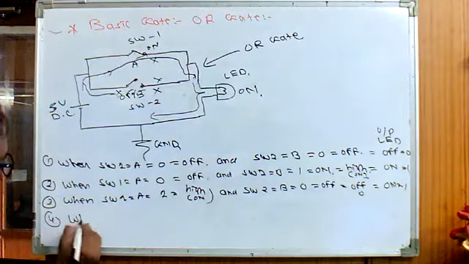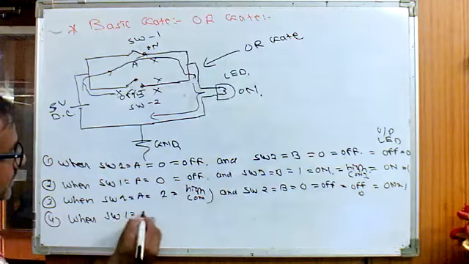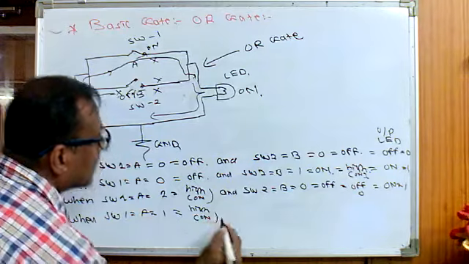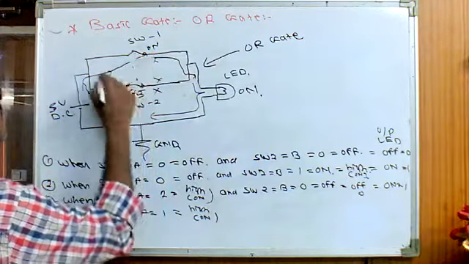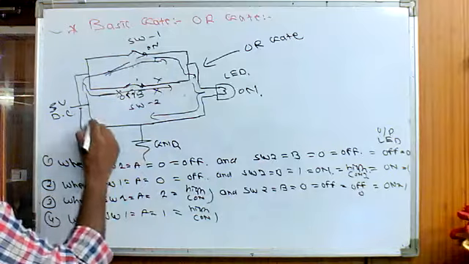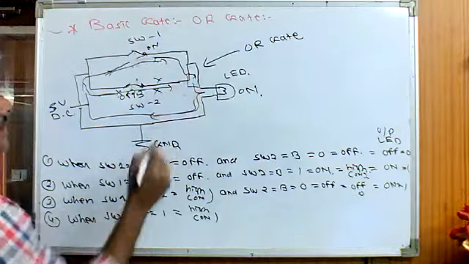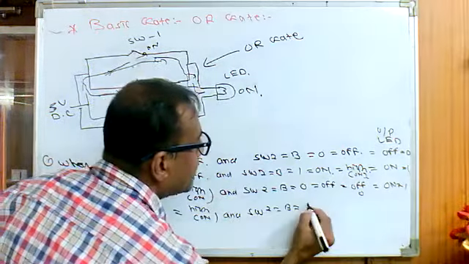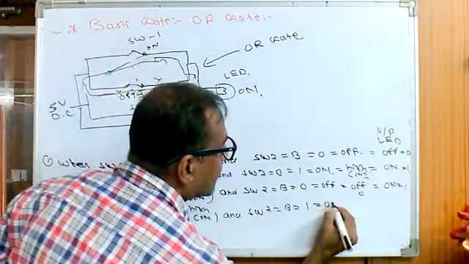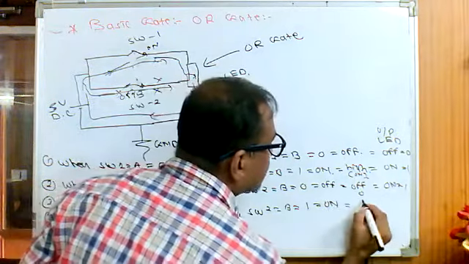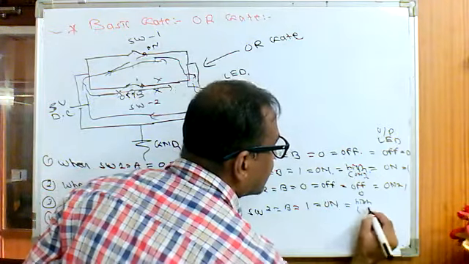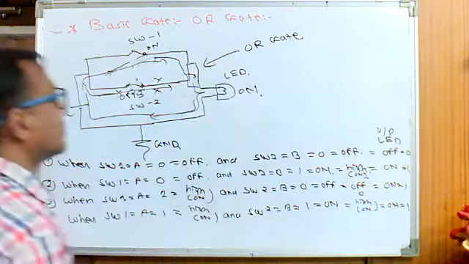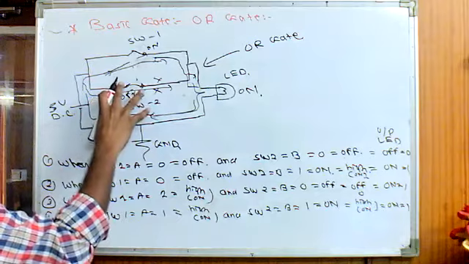Then the fourth condition: when switch 1, A, is equal to 1, meaning high, meaning on, and switch 2, B, is equal to 1, meaning on. Both currents pass through the circuit. The LED is on, the signal is high. So the circuit functions as the OR gate.